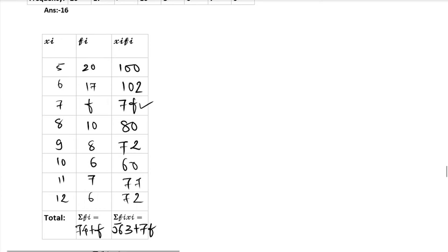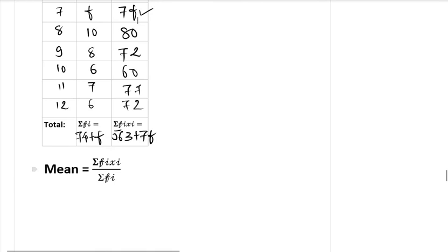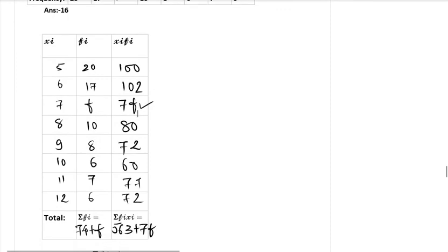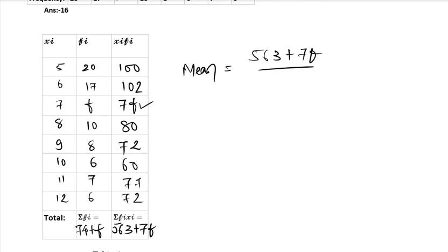Now which formula for mean do we have to use? The same classic formula for the direct method, that is sigma fi xi upon sigma fi. So what is the formula for mean? Sigma fi xi, which is 563 plus 7f, upon sigma fi, that is 74 plus f.